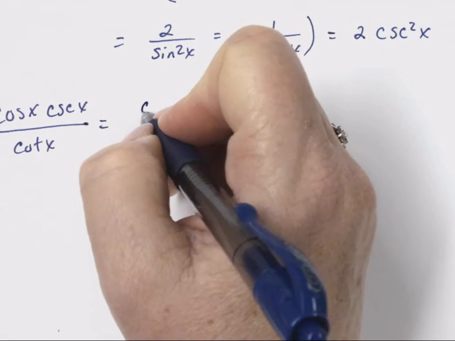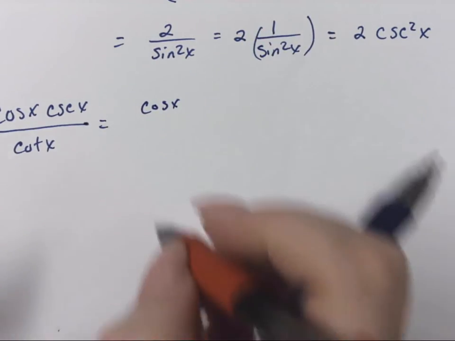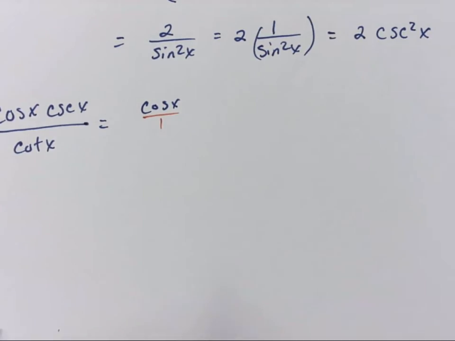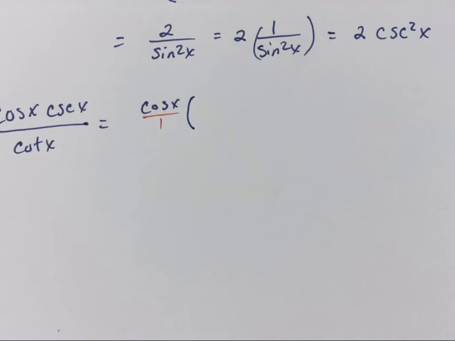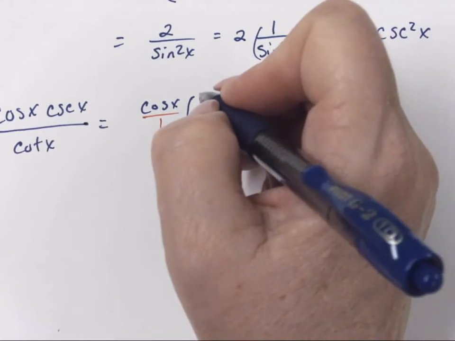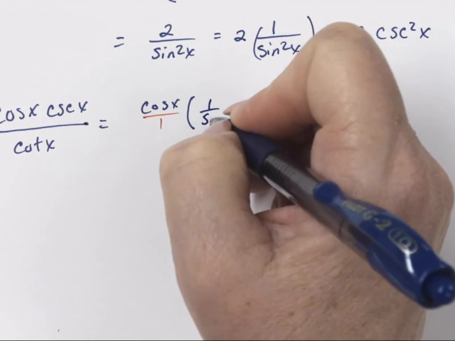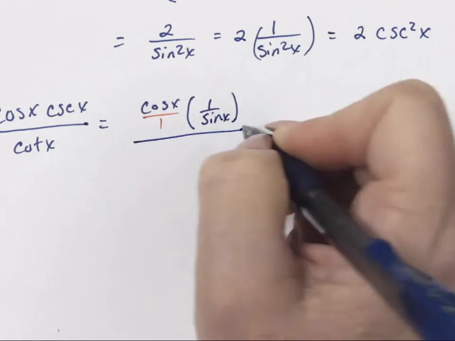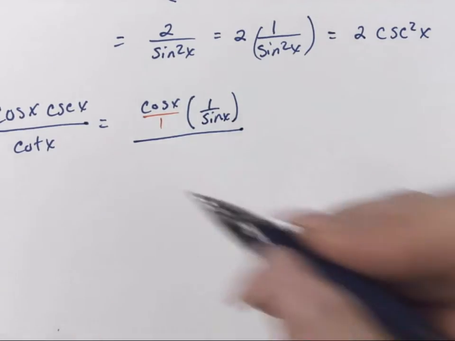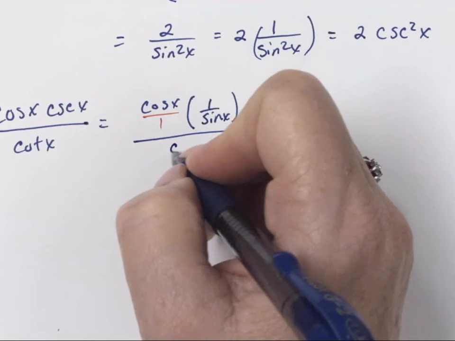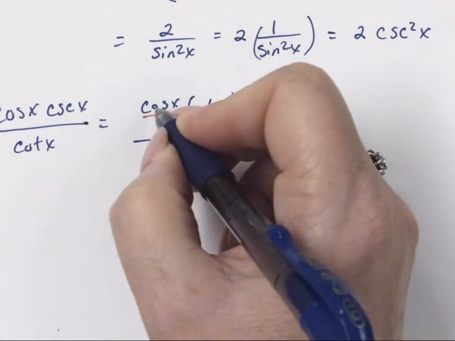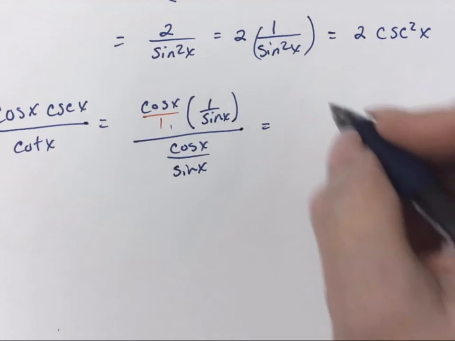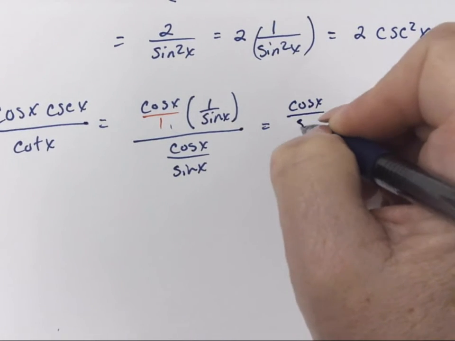Well, if I put this top together, I end up with cosine x over sine x divided by cosine x over sine x. Well, you could take this and not divide by a fraction and multiply by a reciprocal, but understand if you have the same thing on the top divided by the same thing on the bottom, that's equal to 1. And that would be the end of that one. So some of your simplifying will be very short and some will take a little bit longer.